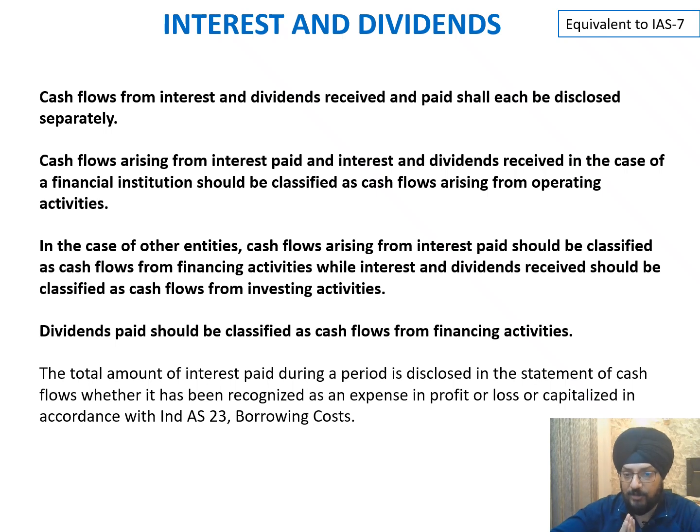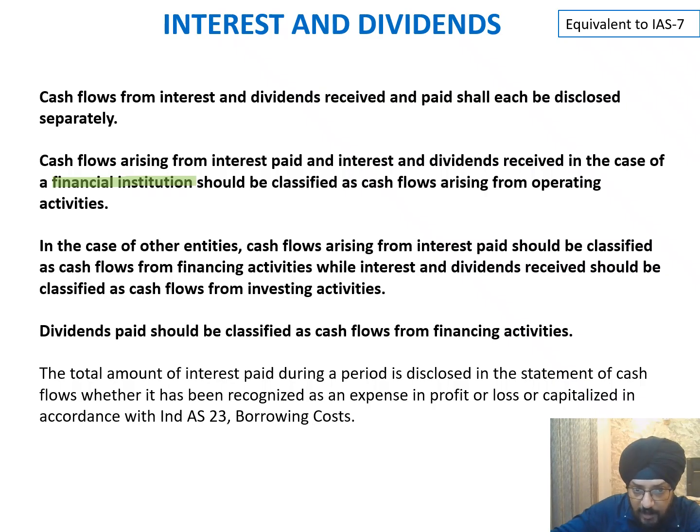Okay. So we'll quickly look at the treatment of interest and dividend. Simple thumb rule: any interest and dividend which is received and paid shall be disclosed as operating activity if that is being done by a financial institution. Apart from that, any interest received and any dividend received will be classified as investing activity. Any interest paid and any dividend paid will be treated as part of my financing activity.